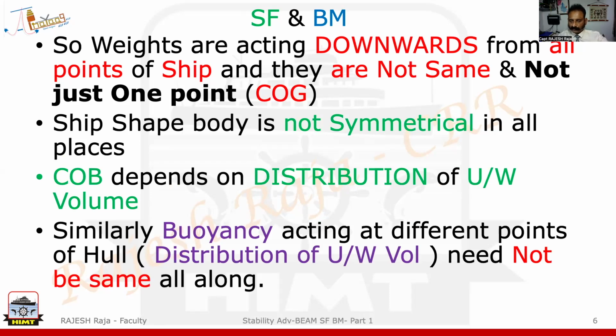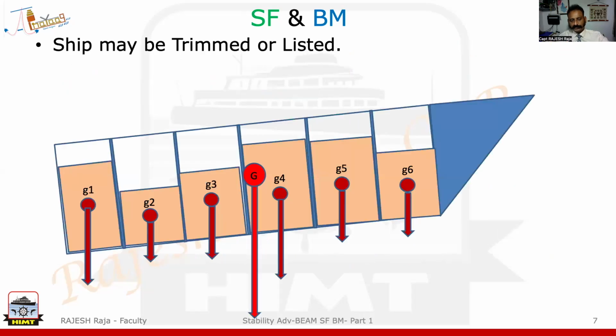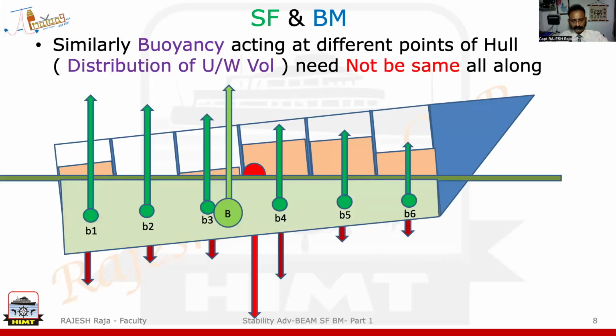Because the forward part was a triangular part, the midship was a rectangular part, the stern was a semicircular kind of physical part of your ship. So it is not same. So buoyancy distribution is also not same. Now your vessel can be trimmed or listed also. So I've just shown you a trimmed vessel, trimmed by stern.